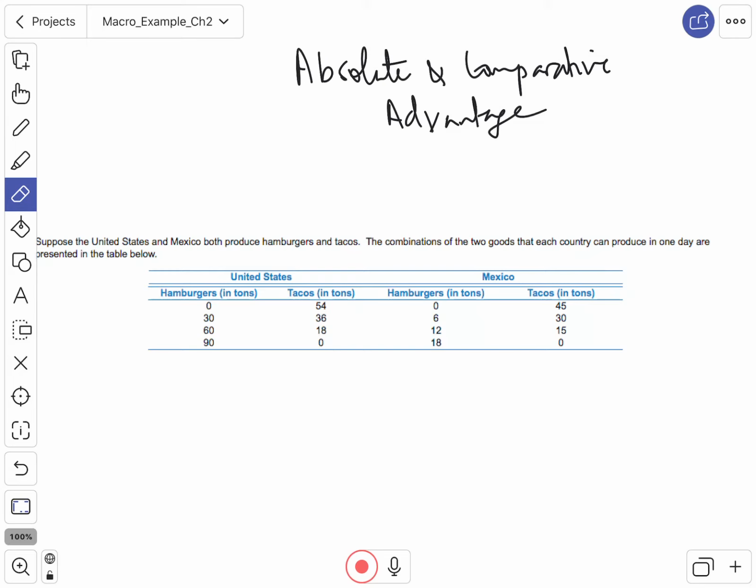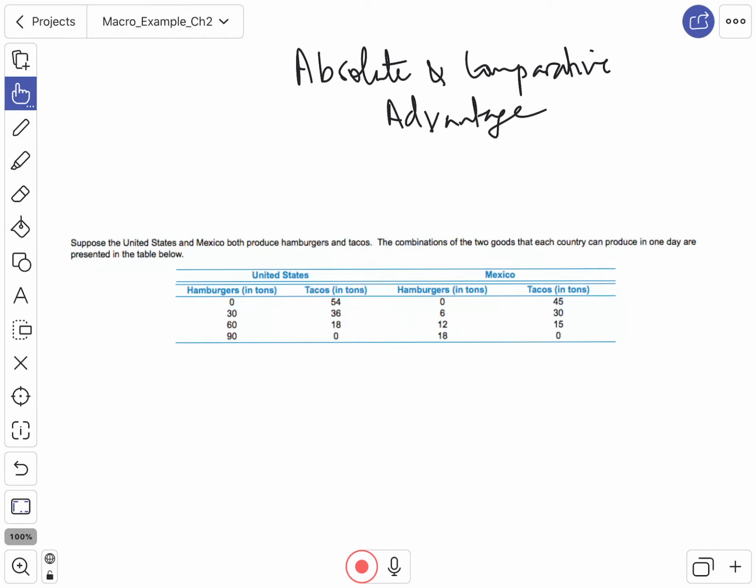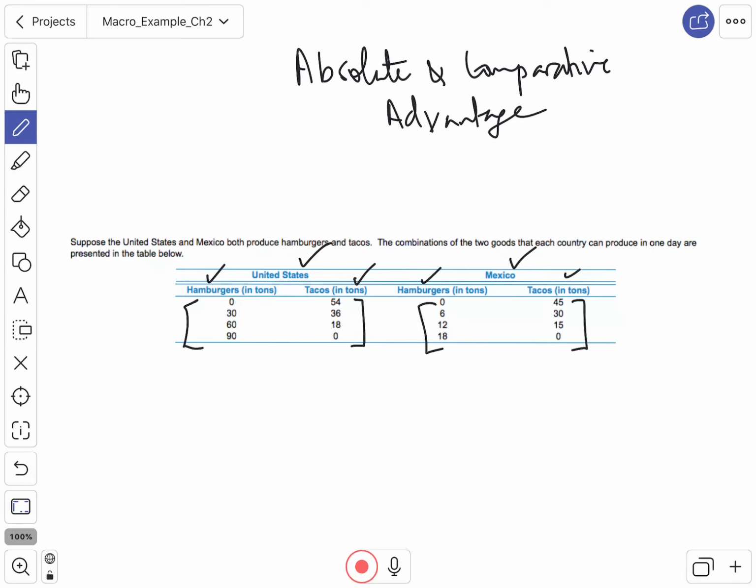Hello everyone. In this video, I'm going to give you an example on absolute and comparative advantage using two countries, USA and Mexico, and two goods, hamburgers and tacos. As you can see in this table, we have the two countries and the two goods produced by each country, and the amount of production of each good for each country. Of course, we can use this information to draw the production possibility curve.